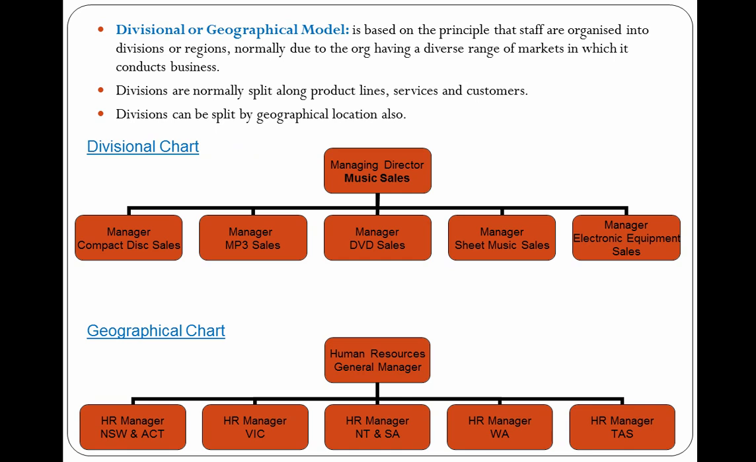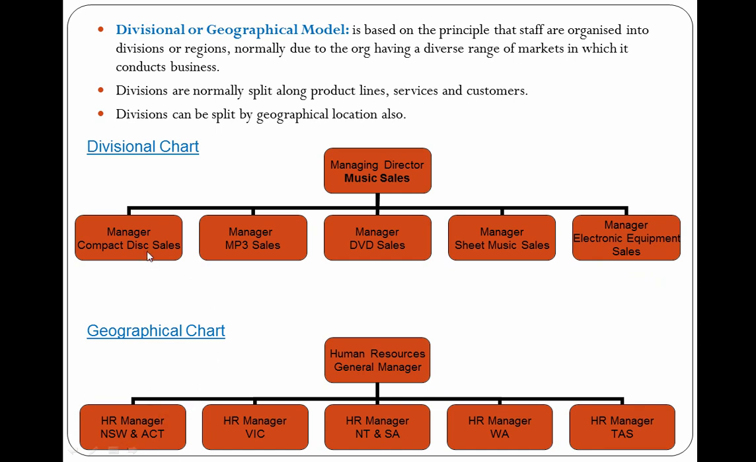Divisional and geographical. So we've got a divisional one here, and we've got a geographical one here. Very similar. Essentially, the work, rather than being done by functions like a HR manager, marketing manager, etc., is done by types of divisions. So it could be product, it could be service, it could be location, could be type of customers. So the location one is the geographical chart.